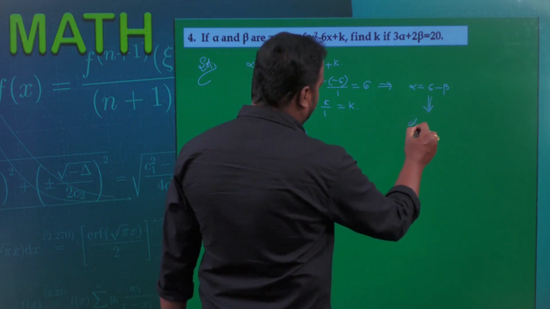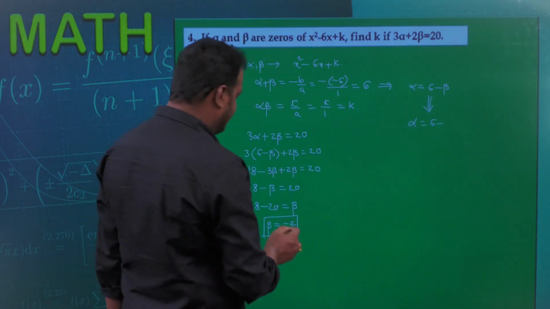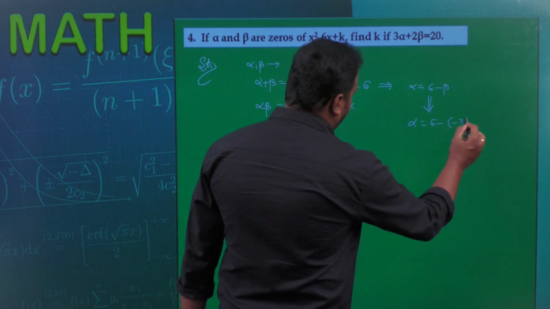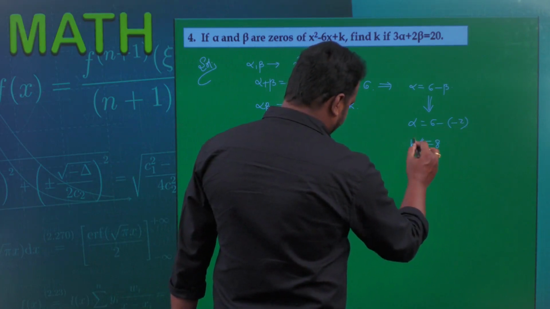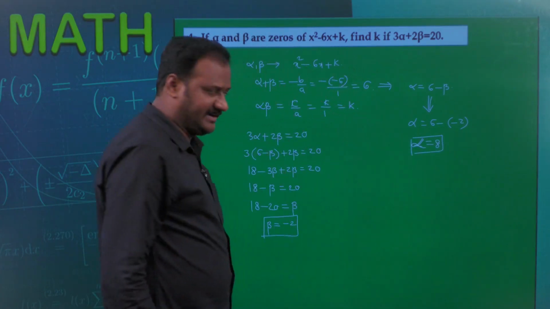So alpha is equal to 6 minus beta. Beta is equal to minus 2, so minus of minus 2. Therefore the value of alpha is equal to 8. So I got the values of alpha and beta.